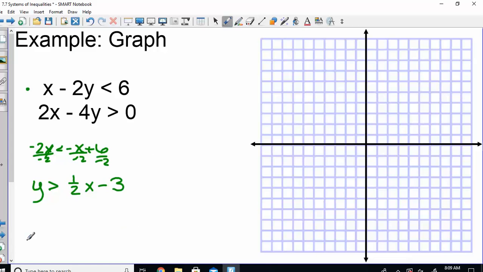So if it's just a line, I always recommend just getting it in y equals mx plus b. Then we can graph it easily. The y-intercept is -3. Slope is 1/2, so up 1 over 2. Solid or dashed line? Dashed. Dashed, because it doesn't have an equal to.